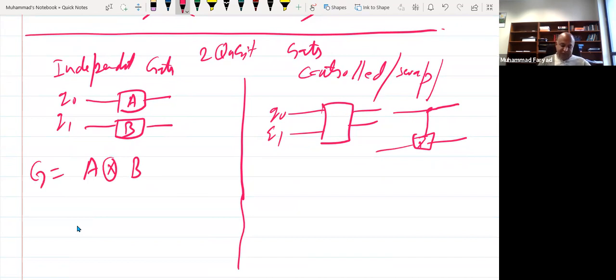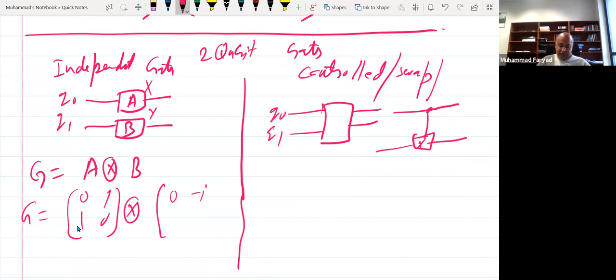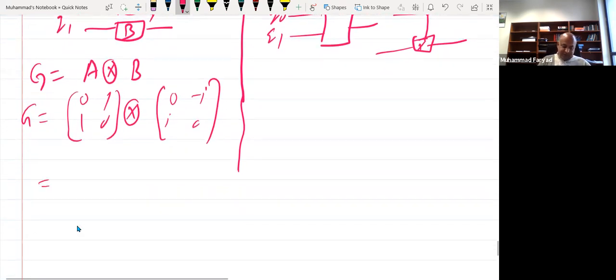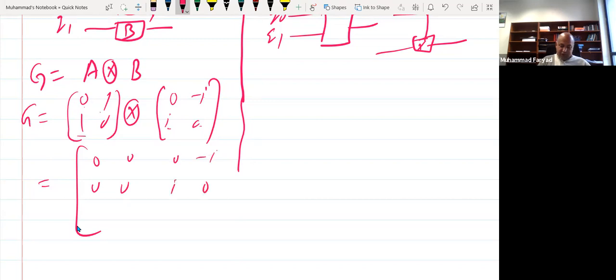For example, if this is an X gate and this is a Y gate, then for the X gate I can write 0, 1, 1, 0. For the Y gate, it's 0, minus i, i, 0. So their total matrix is this: 0 times all of Y, 1 times all of Y, 1 times all of Y, 0 times all of Y. So this is how I can prepare the matrix for this combined gate.